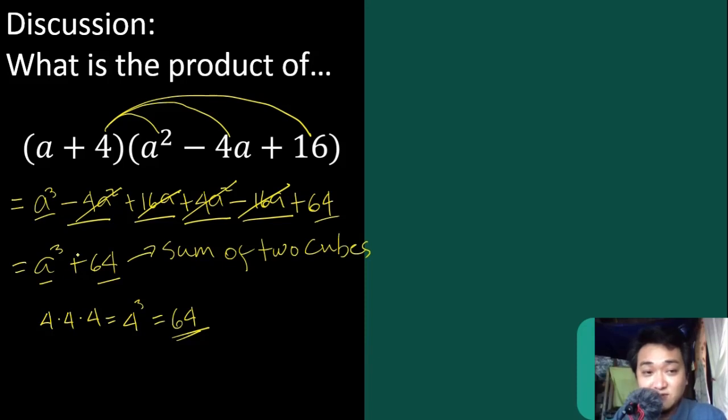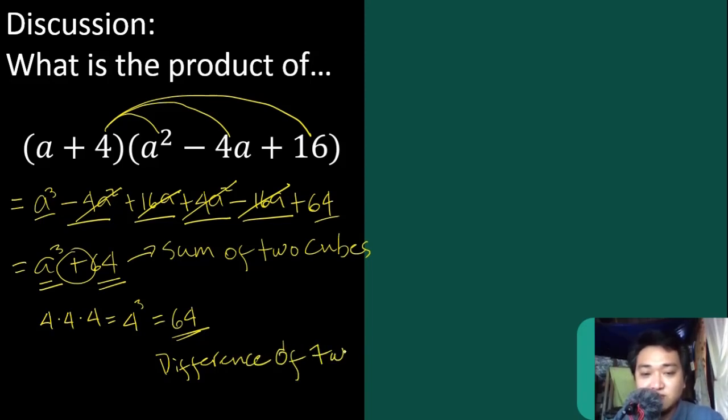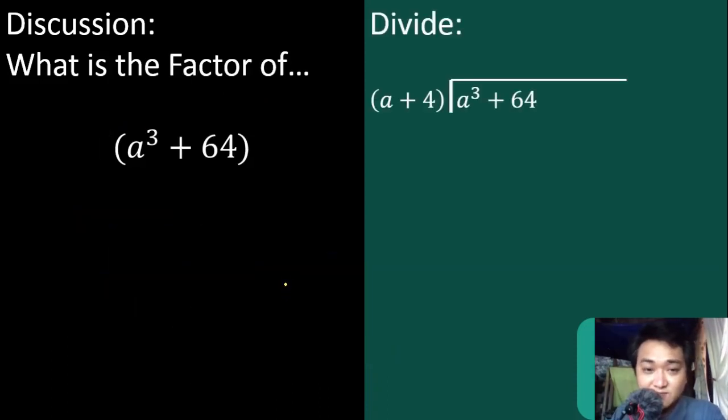So, sum of two cubes. Yun yung itsura niya. Yung isa naman, yung tinatawag nating difference of two cubes. Kung ang itsura niya, difference of two cubes, ganito lang yan, a cube minus 64. Okay, so mamaya, i-discuss natin kung ano yung pinagkaiba ng dalawa at paano ginagamit tong technique na to in factoring.